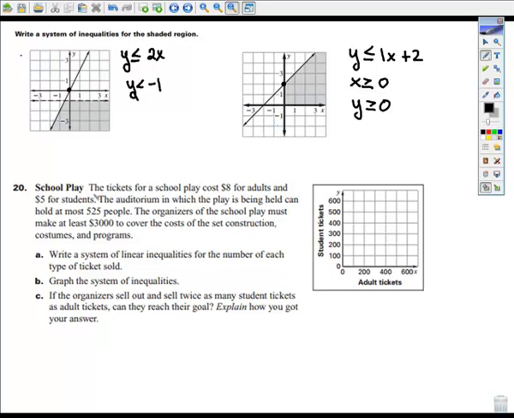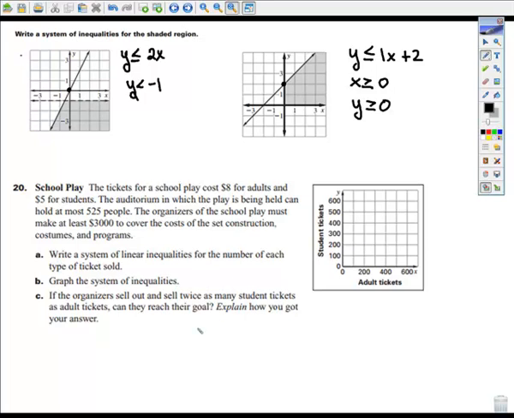Okay, last one. The tickets for a school play cost $8 for adults and $5 for students. The auditorium in which the play is being held can hold at most 525 people. The organizers of the school play must make at least $3,000 to cover the cost of the set construction, costumes, and programs. So first they want us to go ahead and write the system.